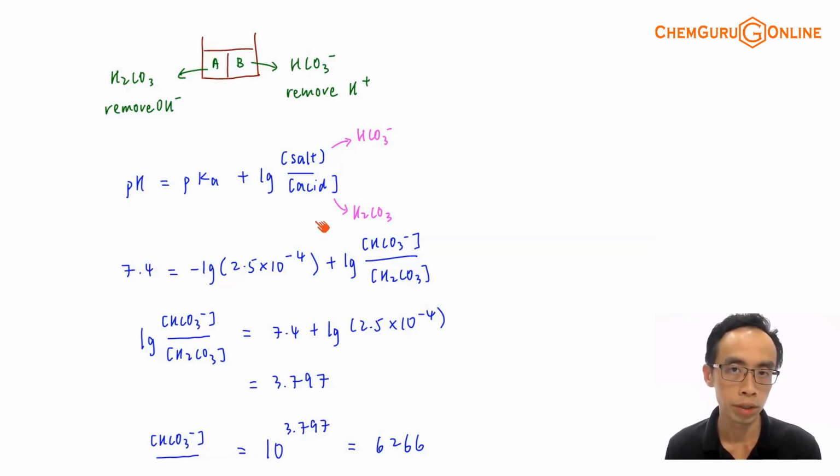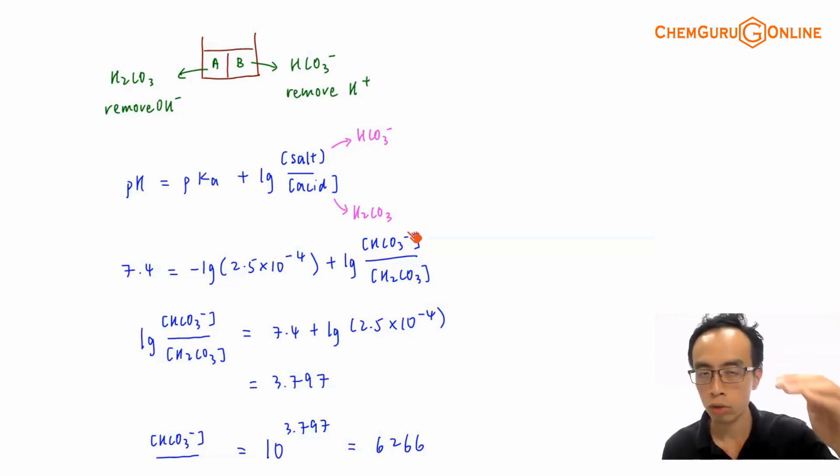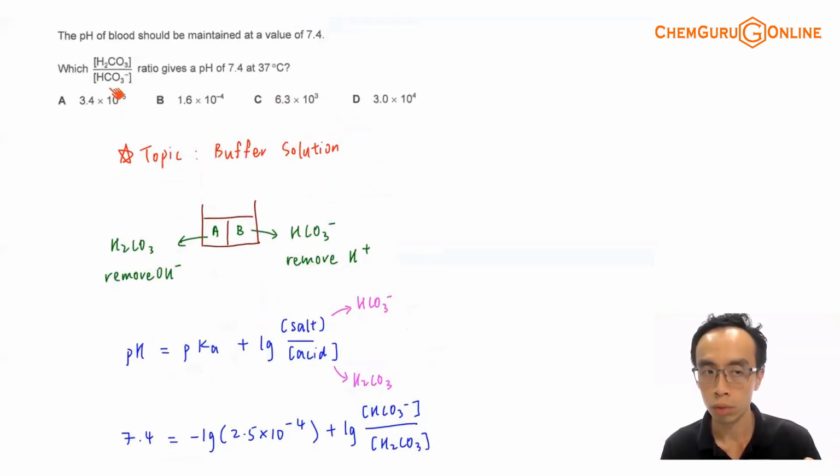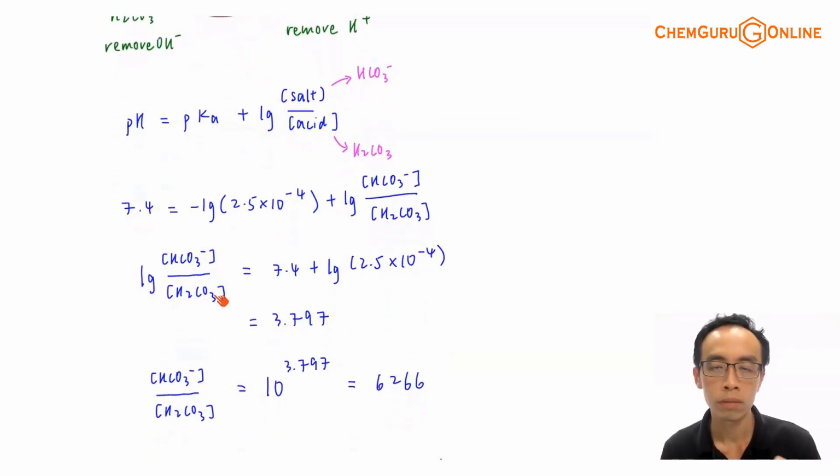For the buffer equation, usually we will use this expression: pH equals pKa plus log of salt concentration divided by acid concentration. Some of us will use conjugate base versus acid concentration, but whichever expression we use, we should be able to recognize that the acid is H2CO3, and the salt or the conjugate base will be HCO3 minus. So in this ratio, HCO3 minus is on top and H2CO3 is at the bottom. It is a little bit different, the inverse of what we have in the question. So later, whatever we determine, we need to invert that value. But let us work towards finding this ratio first.